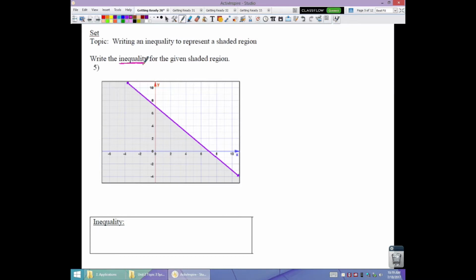So what we need to do is identify 2 points on this line so that we can make the slope-intercept form of the equation. So there's a point, I can see 0, 7, and I see a point here, 7, 0. It doesn't matter which 2 points you pick, just choose any 2.